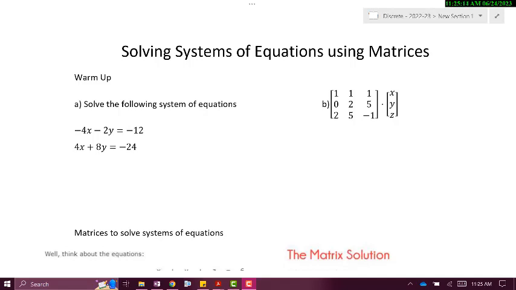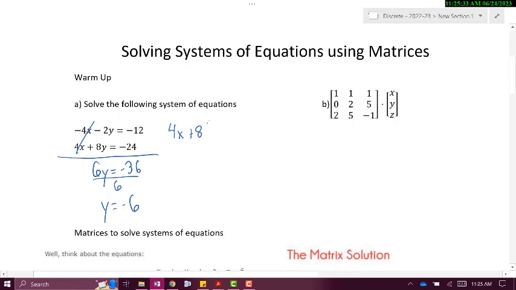The easiest way is elimination because the 4x's are already lined up. So we just add straight down, those cancel out. We get 6y equals negative 36. Divided by 6, y equals negative 6. Now I can plug it into either equation. Plug it into the bottom one.